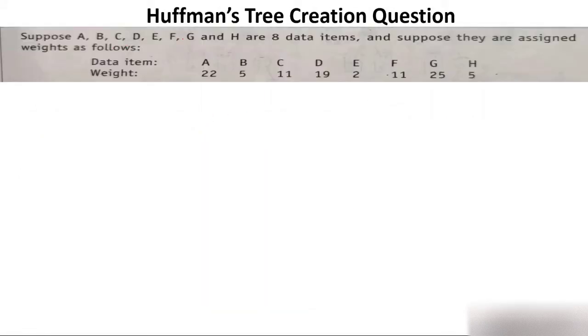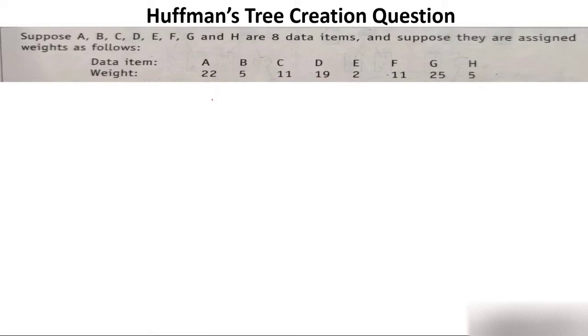Suppose A, B, C, D, E, F, G, H are 8 data items, that is 8 characters in a letter, you can say. And suppose they are assigned a weight as follows: A has 22, suppose A has appeared in a letter 22 times, B only 5 times, C 11 times, D 9 times, E 2 times, F 11 times, G 25 times, and H 5 times.